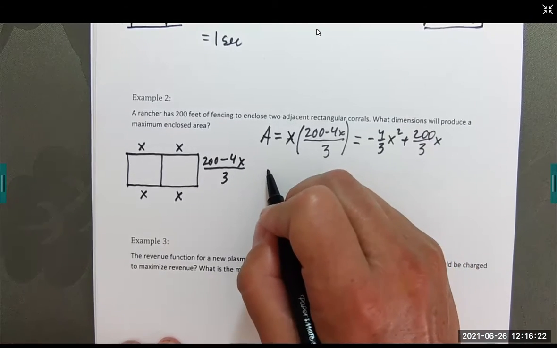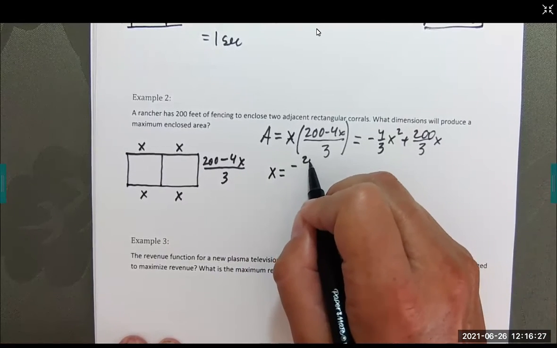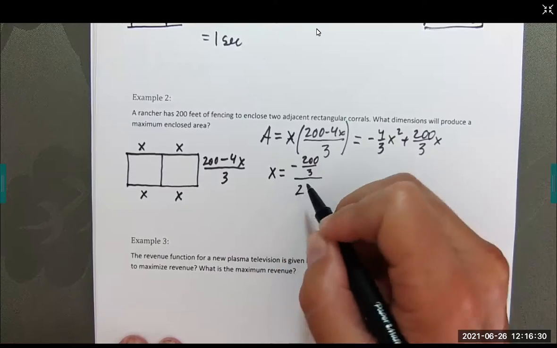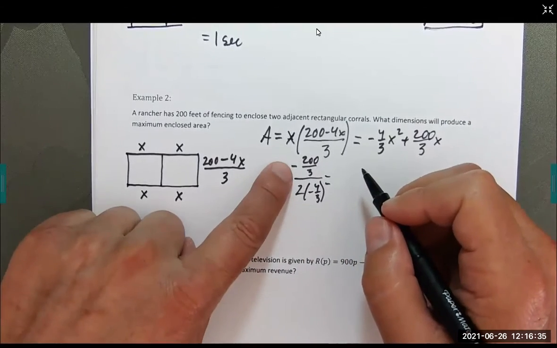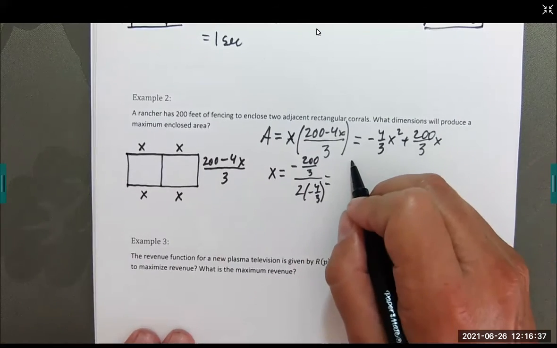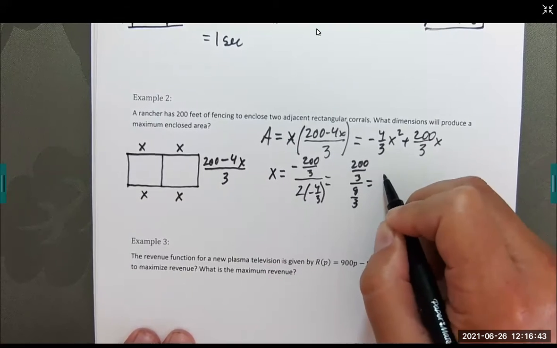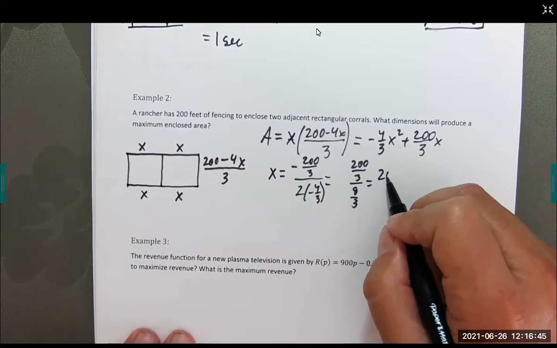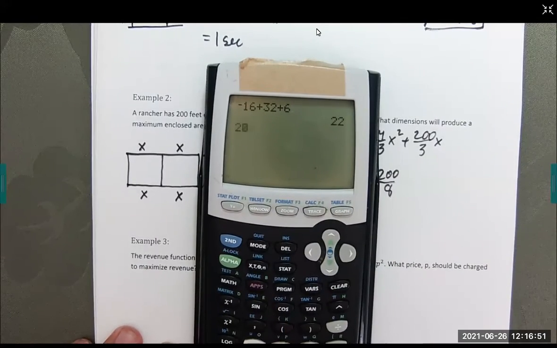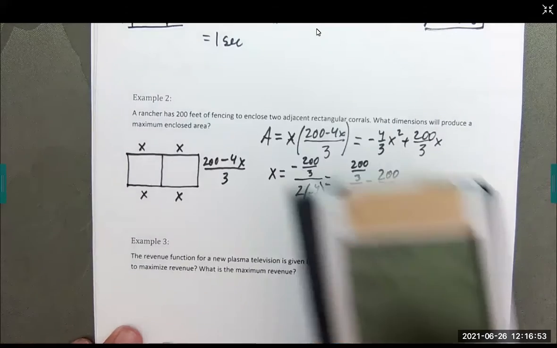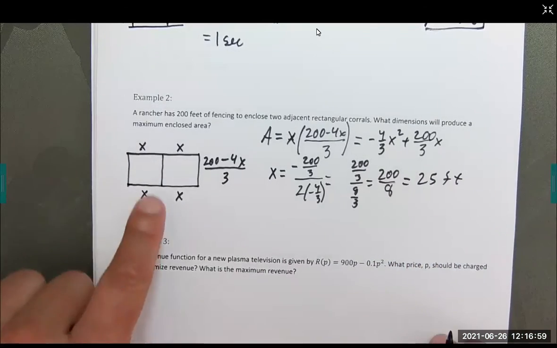So in this case, our maximum x is going to be negative b over 2a. So that's going to be negative 200 over 3 divided by 2 times a, which is negative 4/3. So I'm going to get rid of the negative. Negative divided by negative is going to be positive. That's fine. So 200 thirds over 8 thirds gives me 200 over 8, which I believe is 25. 200 divided by 8, 25 feet. 25 feet is one of the dimensions of one of the corrals.